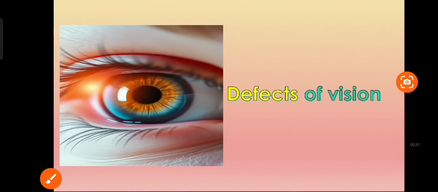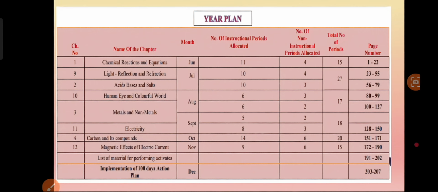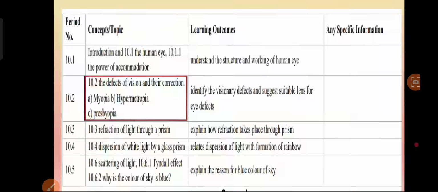Hello teachers, today we are going to discuss the defects of vision of 10th class. In the teacher handbook of 10th class physical science, in the year plan, we can see the human eye and colorful world chapter was allocated for August month syllabus, and also the number of periods under instructional periods and non-instructional periods. In the non-instructional periods, we can follow the remedial or reteach sessions and whatever support is required for the students. Here the chapter was divided into 5 periods.